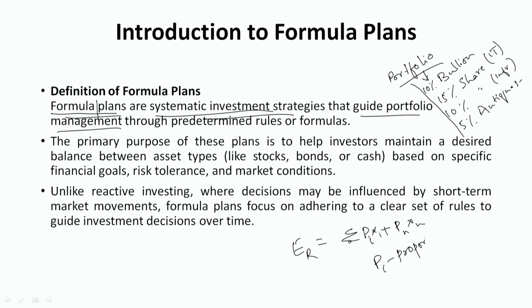So, I can convert monetary value in terms of percentage, where I say 10% of my money I am going to invest in this. So, this is the proportion, and the value of that particular asset is this Xi. So, it varies. P1 is for bullion, P2 would be for shares in IT, P3 would be this. So, like that I try to divide. So, it is a systematic investment strategy where a guide is already prepared, and based on predetermined rules and formula I am going to make an investment decision.